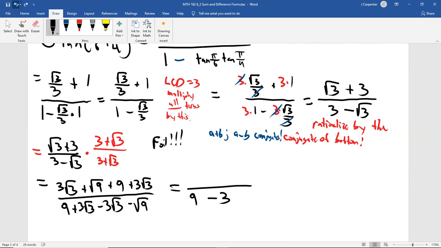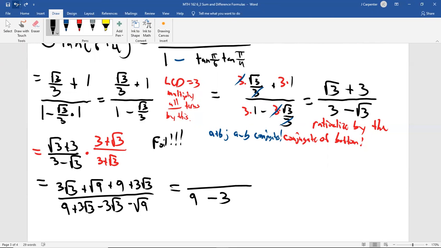How about the top? Well, we have a 3 square root of 3 and a 3 square root of 3. So 3 plus 3 is 6. So that's going to be a 6 square root of 3. We still have that square root of 9 as well. We still have this 9 as well. Square root of 9 being 3.